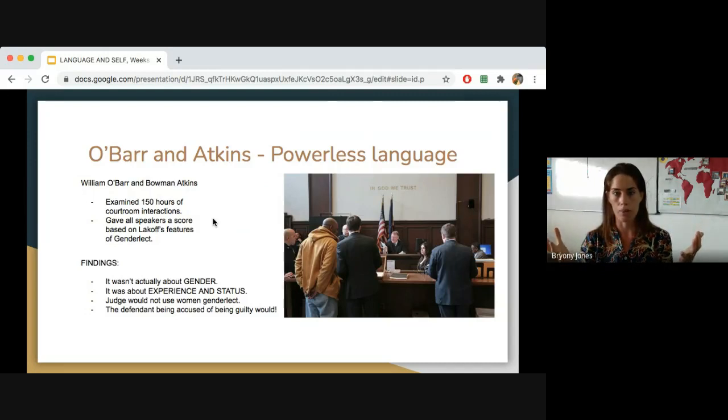And this is why they call it powerless language. It's not specific to a woman. You put somebody in a hot seat that feels pressured or inferior or like their voice isn't as important, and they're going to use those same Lakoff principles. Yeah? Cool.